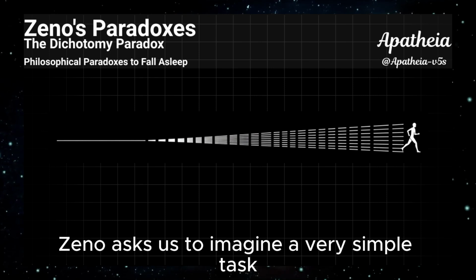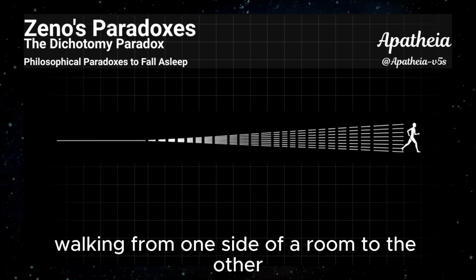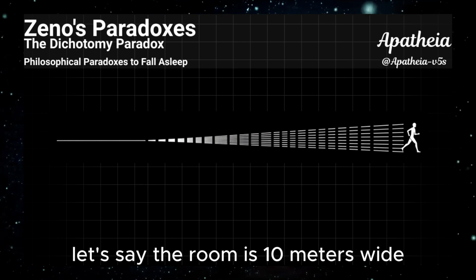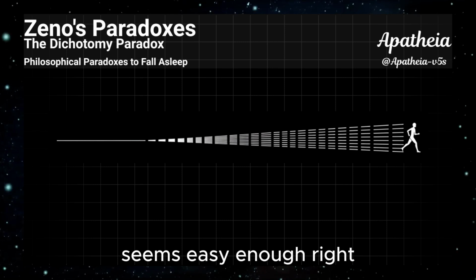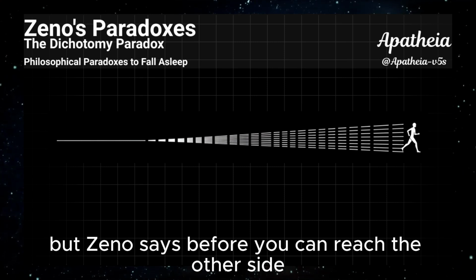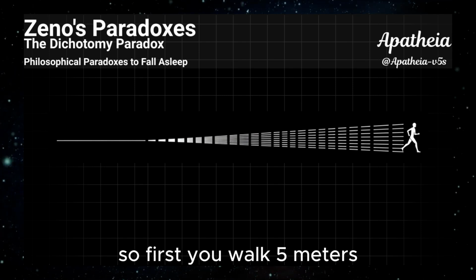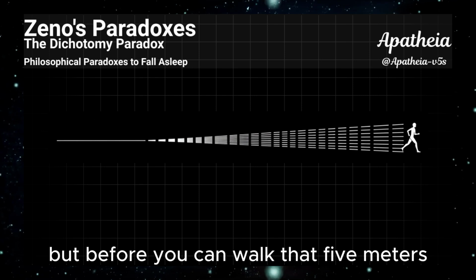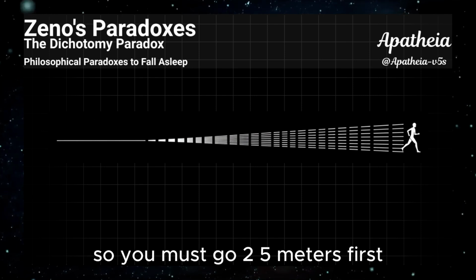Here's the setup. Zeno asks us to imagine a very simple task: walking from one side of a room to the other. Let's say the room is 10 meters wide. Seems easy enough, right? But Zeno says, before you can reach the other side, you have to get halfway there. So first you walk 5 meters. But before you can walk that 5 meters, you have to get halfway to that point too.